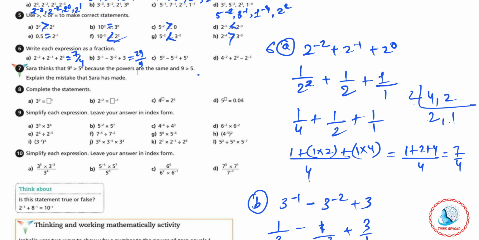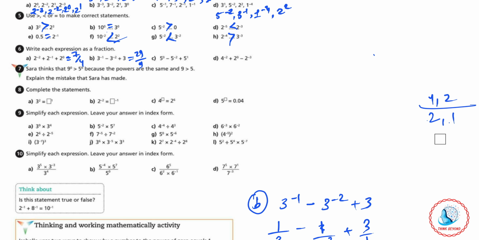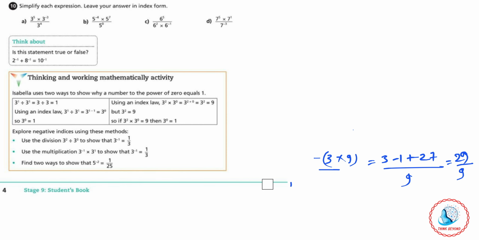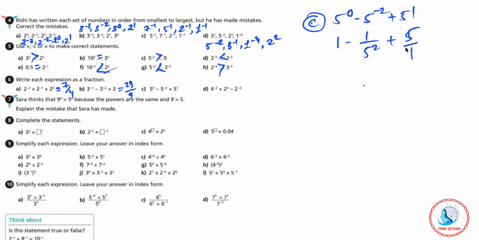Now question number C. Let me clean it. Okay. So question number C says 5 raised to power 0 minus 5 raised to power minus 2 plus 5 raised to power 1. So any number raised to power 0 is 1, and it's 1 over 5 square plus 5 over 1. It's the same thing, which is 5. So 1 minus 1 by 10 plus 5.